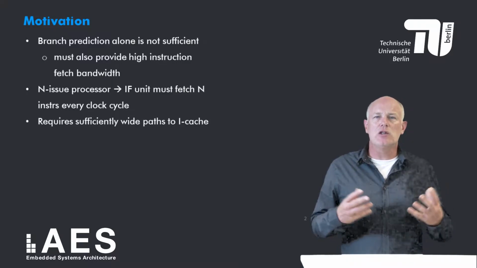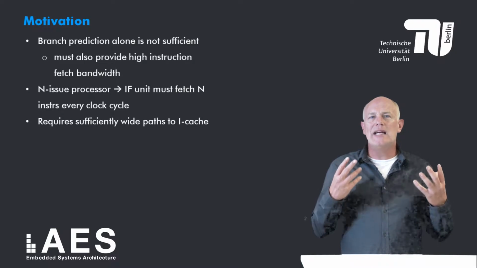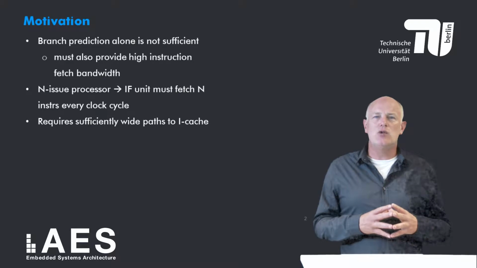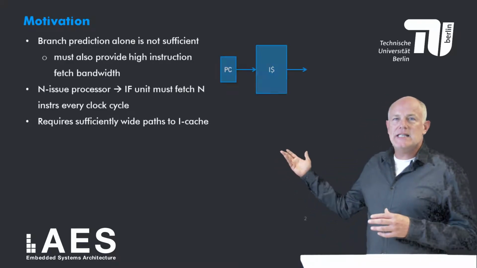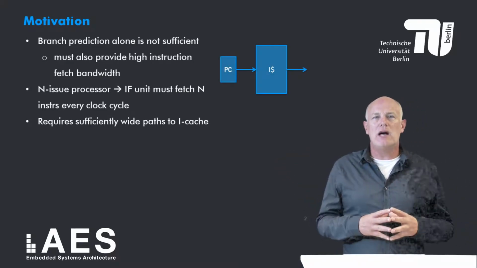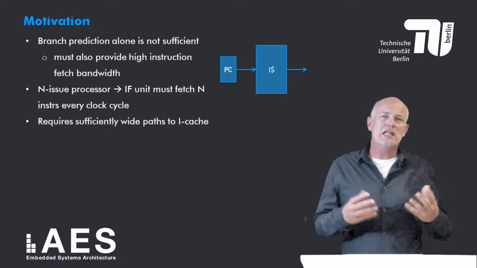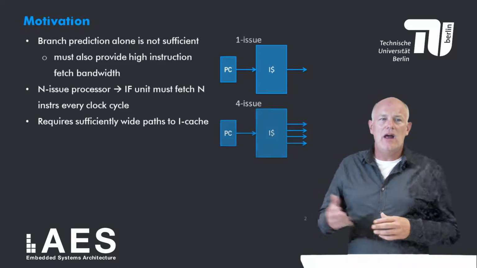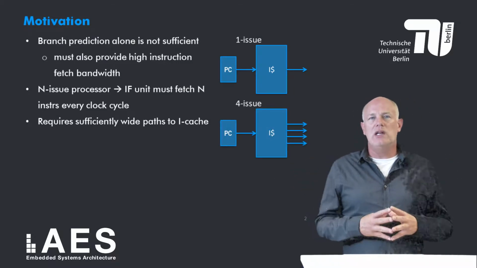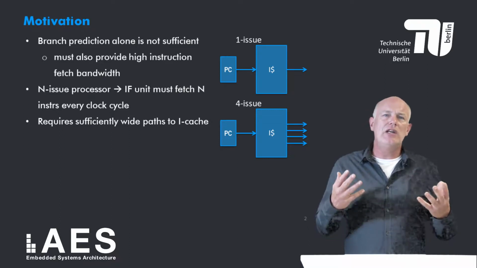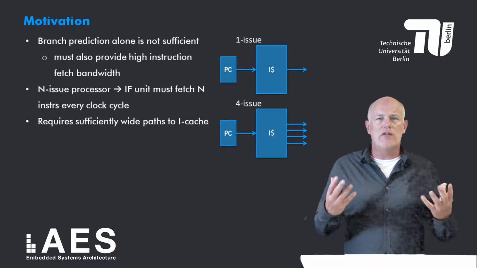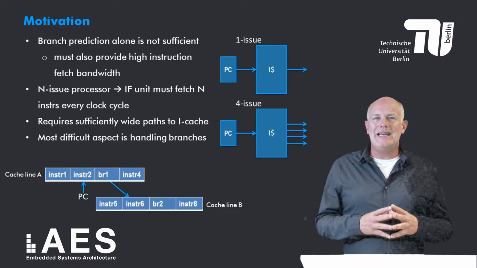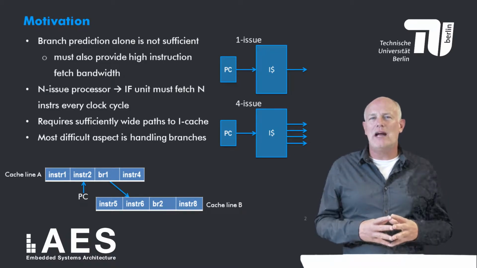Of course, fetching multiple instructions each cycle requires a sufficiently wide path to the instruction cache. But this is relatively easy to solve. For example, if this is the instruction fetch unit of a single issue processor that sends the PC to the instruction cache upon which the instruction cache returns a single instruction, then this could be the instruction fetch unit of a 4-issue processor that returns 4 instructions each cycle, for example an entire cache line. However, the most difficult aspect is, as usual, how to handle branches.